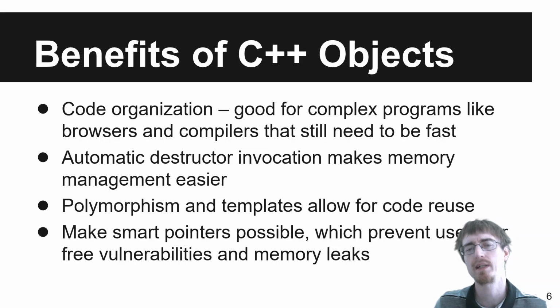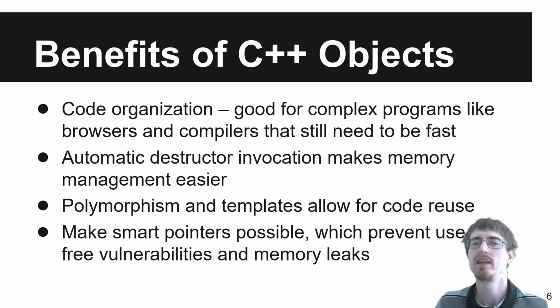Moreover, polymorphism and templates allow for code reuse. We will not discuss these concepts here, but if you delve into C++ objects, you will see that there are many of these features which allow you to use the same code for multiple purposes. Since less code means fewer bugs and easier debugging, this is also great for security in general.